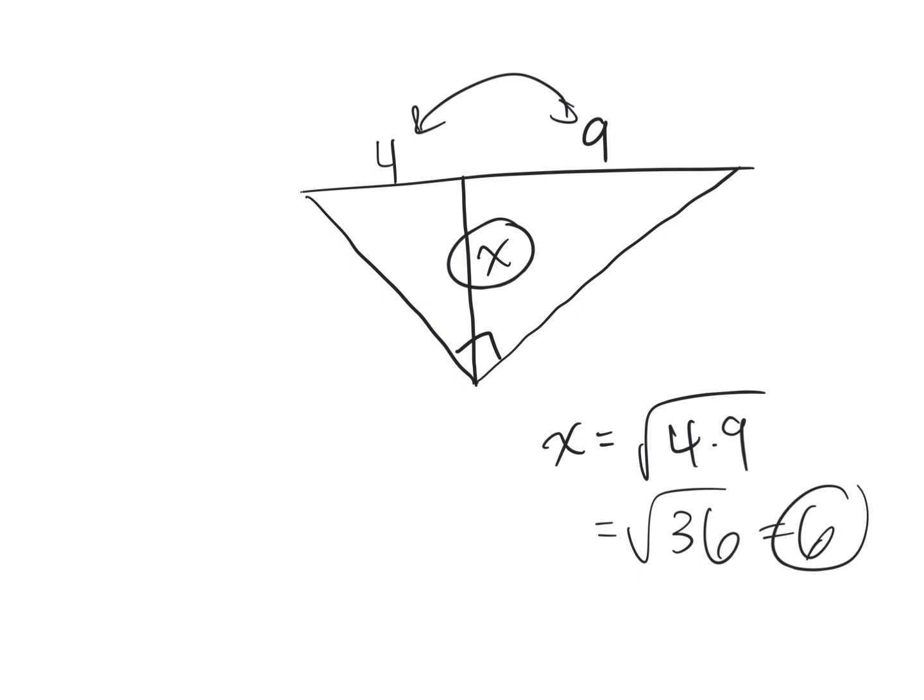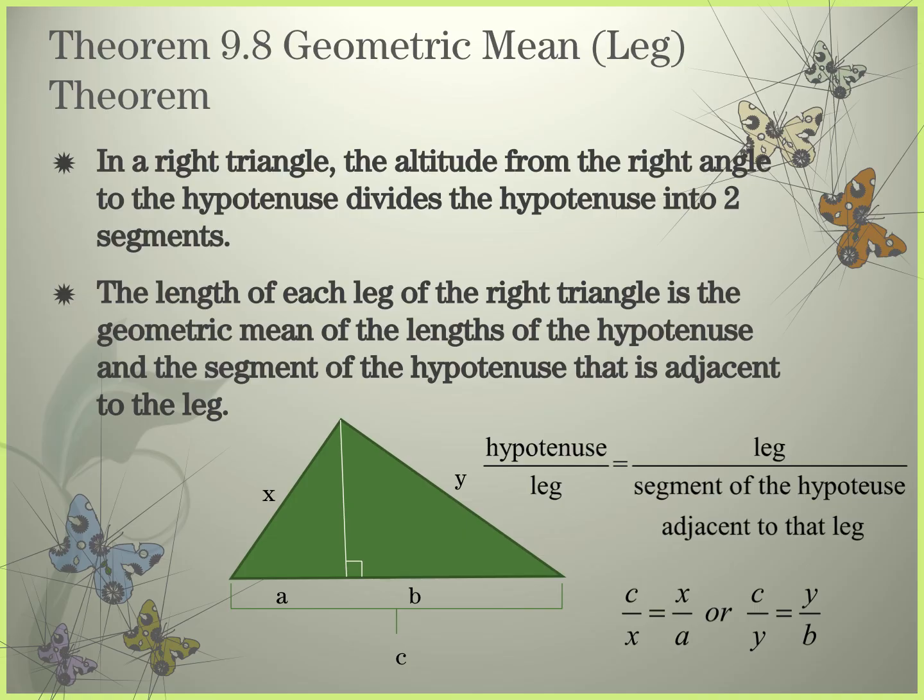Let's pause for a second. We're going to finish these notes today. The thing that we're learning about today in 9.3 is the geometric mean theorem when you're not talking about the altitude, okay? In a right triangle, the altitude from the right angle to the hypotenuse divides the hypotenuse into 2 segments. The length of each leg of the right triangle is the geometric mean of the lengths of the hypotenuse and the segment of the hypotenuse that is adjacent to the leg. Guys, what does adjacent mean? Next to. Write that down.